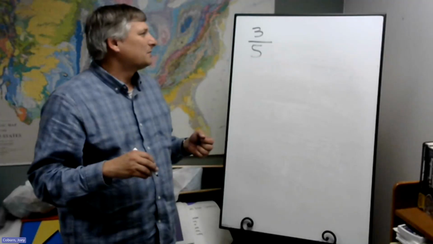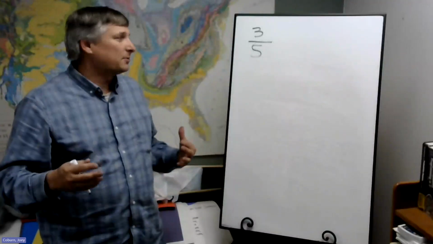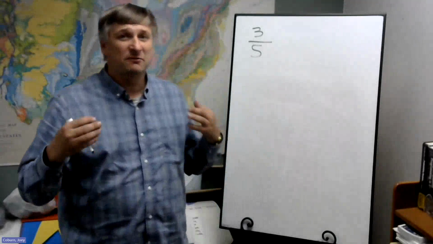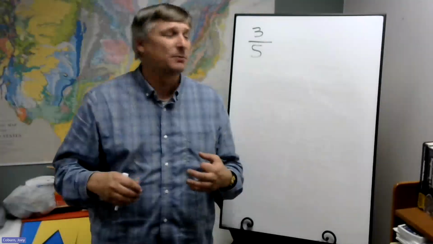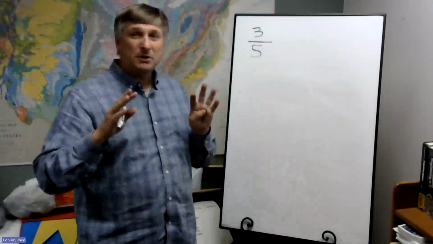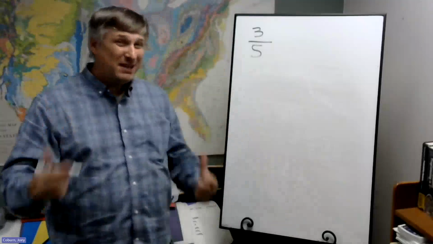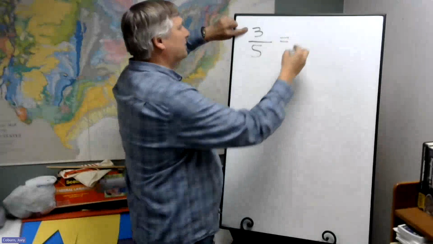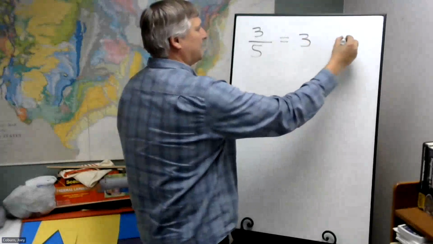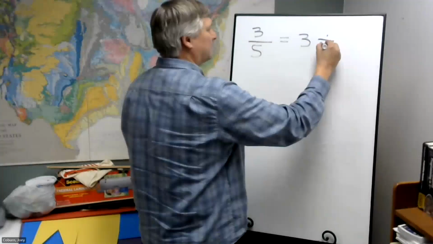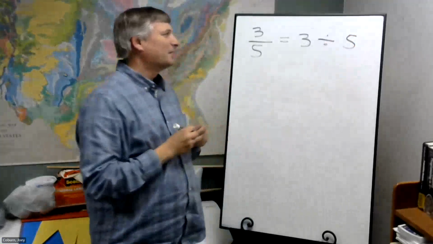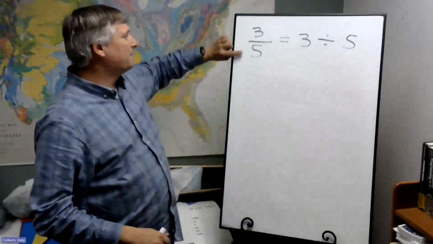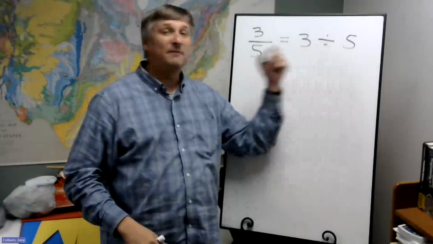So the last thing we're going to look at in chapter 3 is working with fractions and decimals. And first off, how to convert fractions into decimals. Now, let's recall, fractions mean division. So this will mean the top number is first, the bottom number is second. So this means 3 divided by 5.